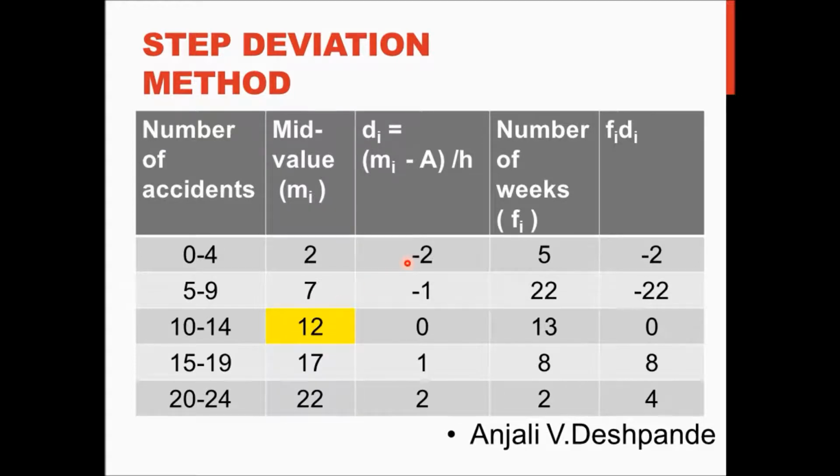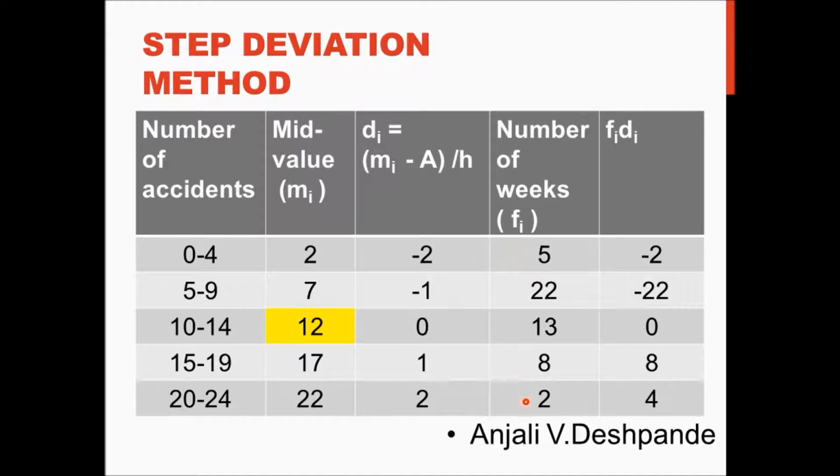So how are we calculating this? See, mi is 2, so 2 minus 12 is minus 10, divided by the width of the class, which in this case is 5. So 2 minus 12 divided by 5 is minus 2. Likewise 7 minus 12 divided by 5 is minus 1. And in this particular manner all this has been calculated. You are advised to take pen and paper, and simultaneously note the problems along with listening to the video.